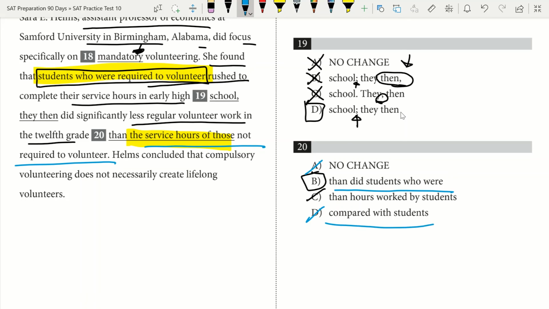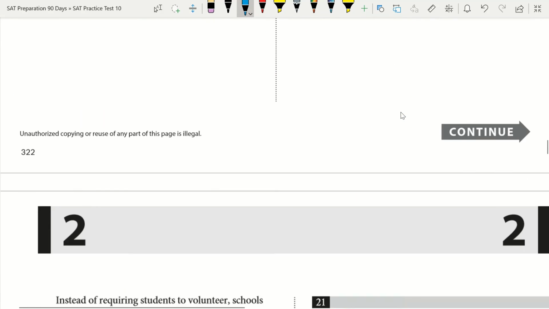Some people would think, oh, D is correct, saying compared with students, but we already are comparing them by saying that they did significantly less regular volunteer work, right? I'll highlight that as well. Since we're already comparing them, if we were to say compared with students, it would be redundant. So that would also be incorrect there. The correct answer there is going to be B.